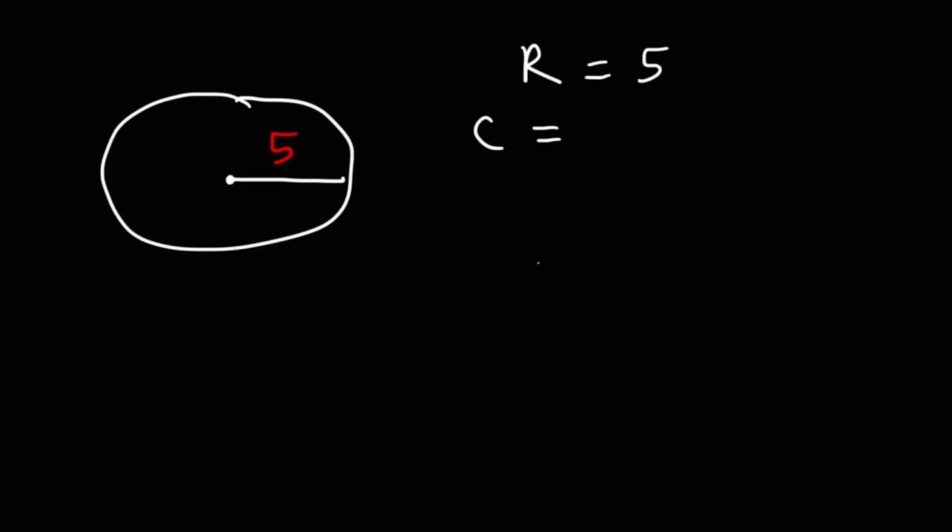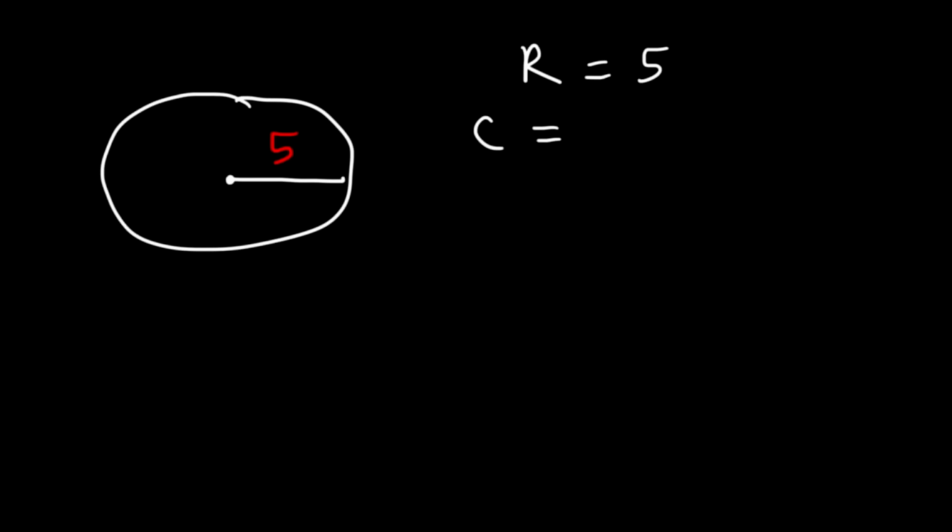So let's say we have a circle. I know my drawing is not that great, but let's work with it. And let's say that the radius of the circle is 5. Given the radius, what is the circumference of the circle, and also what is the area?